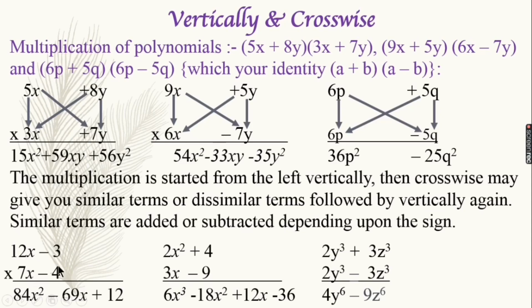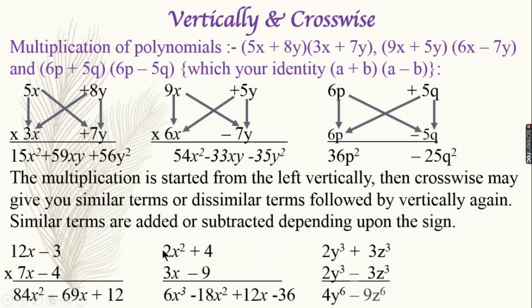12x minus 3 into 7x minus 4. 12 into 7 is 84. x into x is x square. So 12 into 4 is minus 48x. And 7 into 3 is minus 21x. So 48 plus 21 is 69. So they are minus values. So minus 69x. And minus into minus is plus, and 4 into 3 is 12.